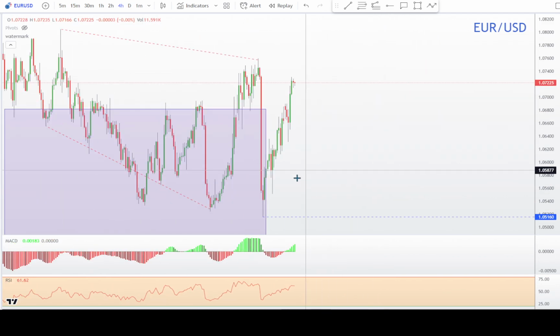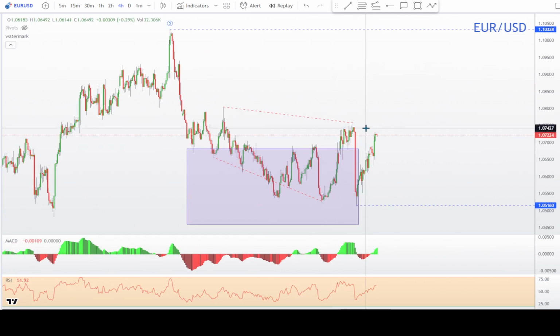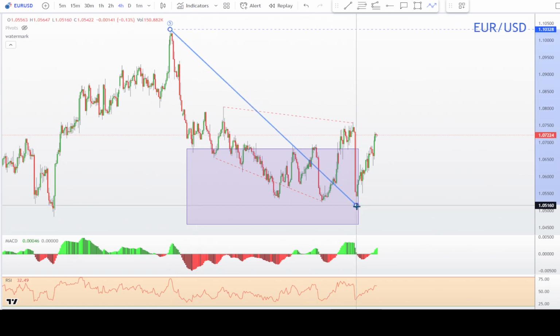So, but this also could be just A, B, C. This could just be the A, and they're in the process of making some kind of B, and then they'll come down one more time for a C. Especially because the dollar index, to me, still has to go up one more time to break its high.